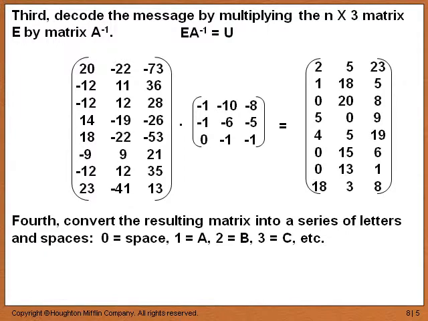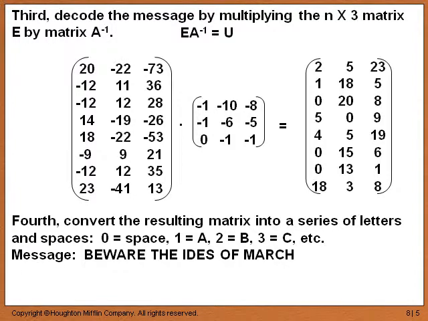All right, the next step then in decoding is convert the resulting matrix into a series of letters and spaces. So 0 equals space, 1 equals A, 2 equals B, 3 equals C, etc. And we get the original message, beware the Ides of March. Okay, so now you know how to encode a message and decode a message.